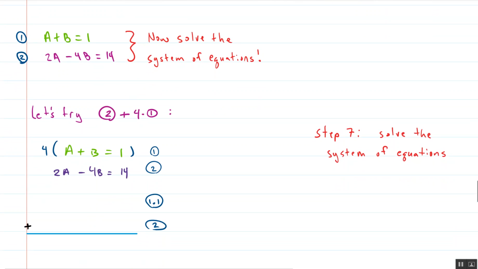If we're looking at this, if we multiplied the top equation here by 4 and then added it to equation number 2, we would cancel out the b's. So let's try taking equation 2. My equations all have numbers with circles around them. And so this is equation 2 plus 4 times equation 1. So here we have equation 1 with a 4 multiplied out front, and we have equation 2.